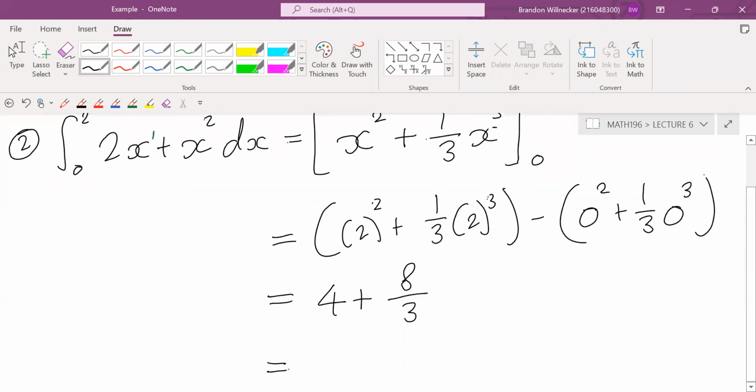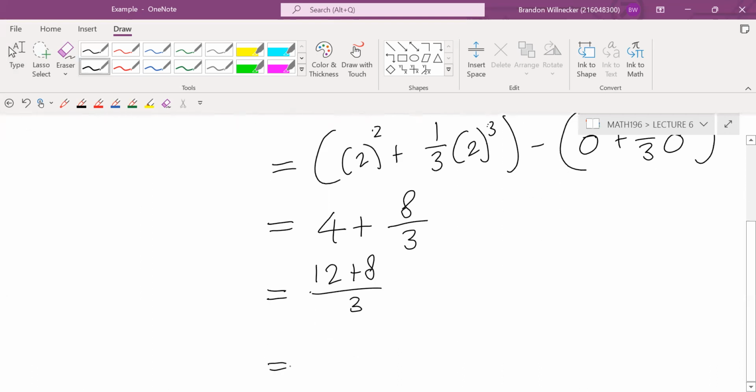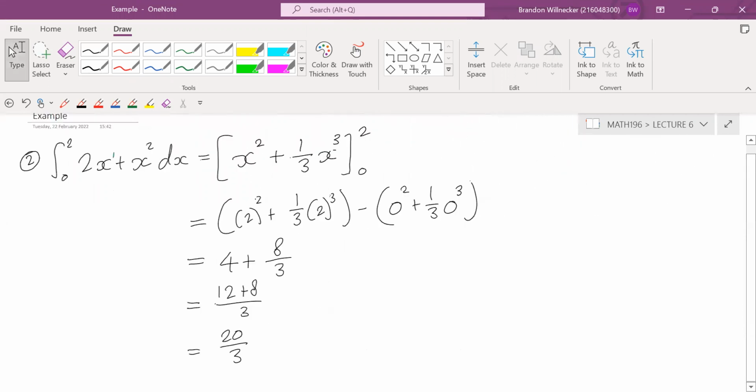We just need a common denominator. In this case, it's going to be 3. So 4 times 3, that's going to be 12, plus 8/3. 12 plus 8 gives us 20/3. So 20/3. Okay, a bit more work than the previous example, but that's just some basic arithmetic there.